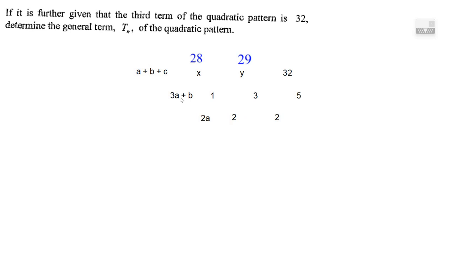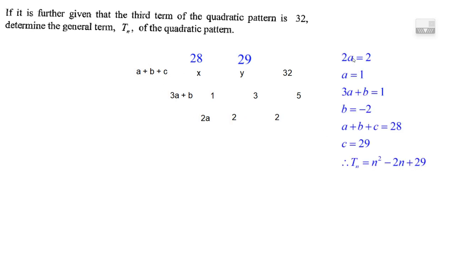Well, now we just do our 2a, 3a plus b, and we just do that thing. 2a is 2, so a is 1. 3a plus b equals 1, so we put 1 in there, subtract it, we get minus 2. And then we put 1 and minus 2 in there for a. That'll be minus 1, and we add 1 to 28. We get c is 29. Well, there's the formula, all done. Tn is equal to n squared minus 2n plus 29.